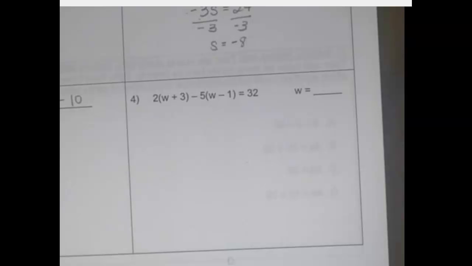Anytime your calculators don't work, guys, just hit the reset button. Usually that will get it back. All right, let's go and look at this one.